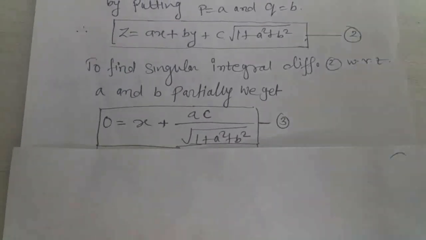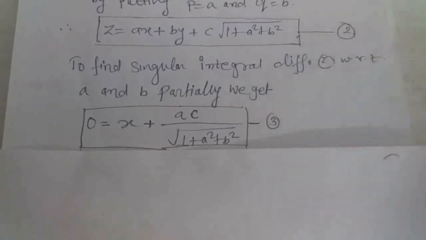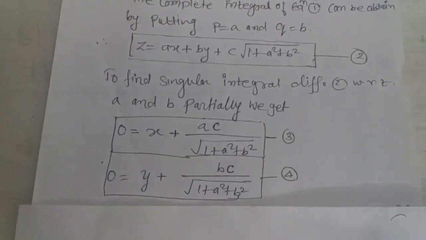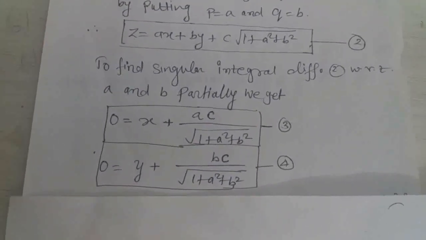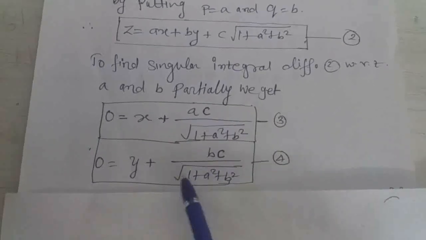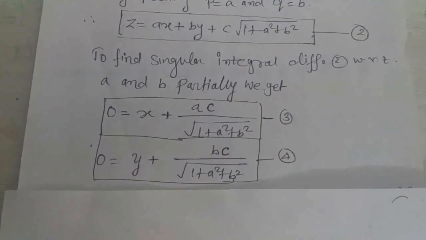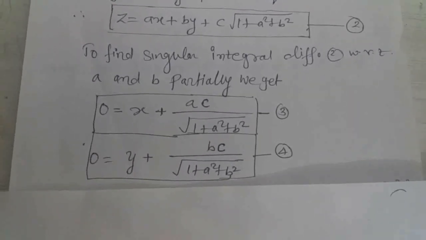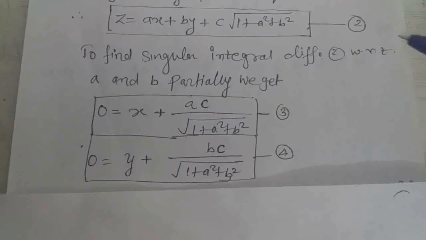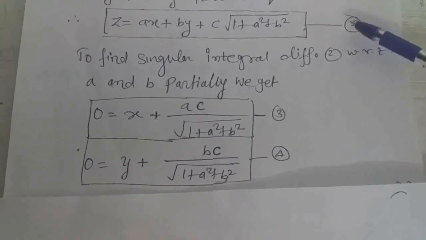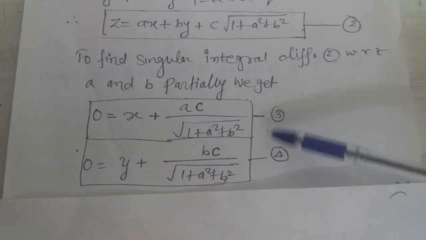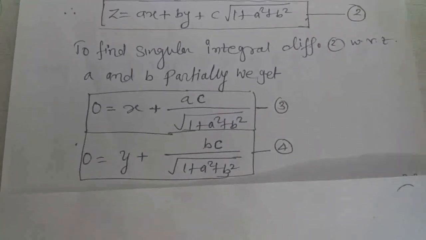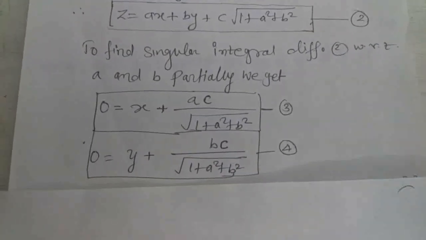Similarly, the partial derivative of equation 2 with respect to b gives 0 equal to y plus bc by square root of 1 plus a square plus b square. So now to obtain the singular integral, we have to eliminate a and b between second, third and fourth. But here the elimination is not quite easily possible, so we do some mathematics.